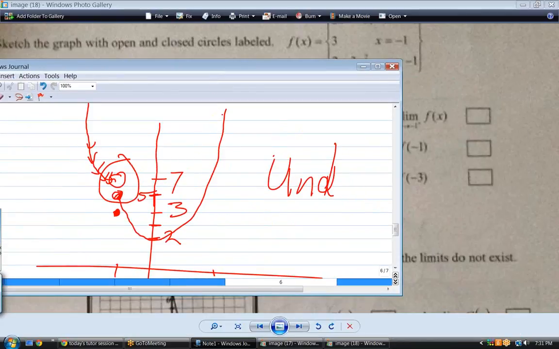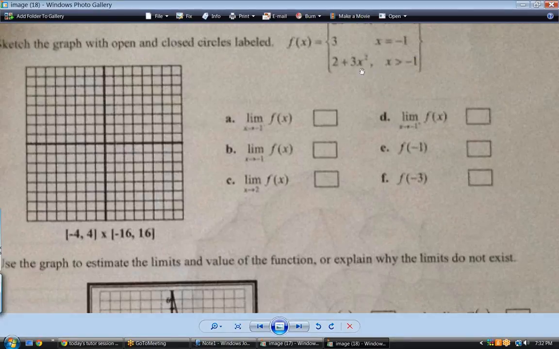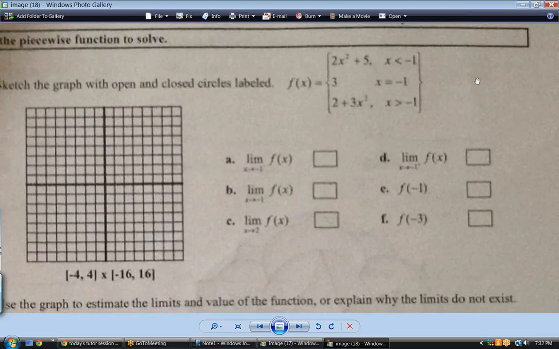In other words, I'm only looking at this part of the function over here. There's nothing strange going on at all. At 2, this point is going to be 14. You just plug it in to whichever part of this piecewise function applies. What is f of -3? 3 squared is 9 times 2 is 18 plus 5. It would be 23. Very good.